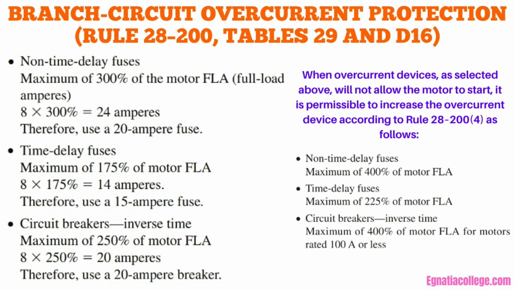Rule 28-200 requires the jet pump motor to be protected with an overcurrent device sized according to Table 29. Therefore, Table 29, Line 1, can be used. Motor circuit overcurrent sizing may be determined using Table D16, which is based on Table 29. However, since not all motor full load current ratings are listed in this table, the overcurrent devices should be sized according to Table 29 and Rule 28-200 as you see in this slide.